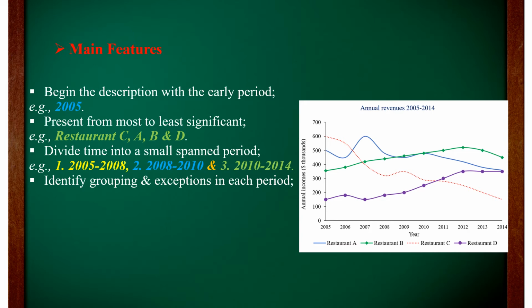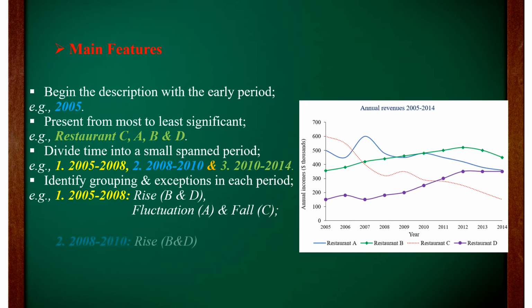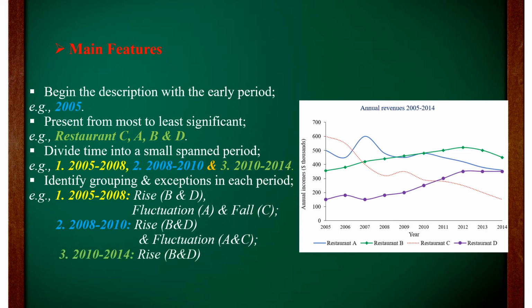In the exercise, in the first period, there is a rising trend in both restaurant B and D, and exception in restaurant A as it appears fluctuating, and in restaurant C as it appears decreasing. In the second period, there are two groups, rising trend in restaurant B and D, and fluctuating trend in restaurant A and C. In the third period, there are two groups, rising trend in restaurant B and D, and decreasing trend in restaurant A and C.